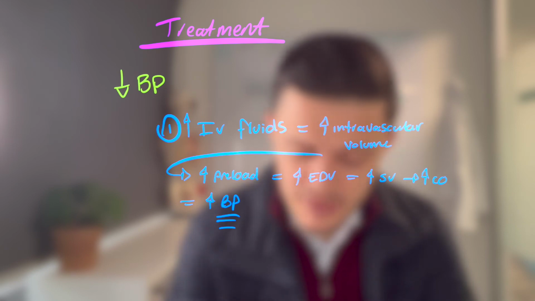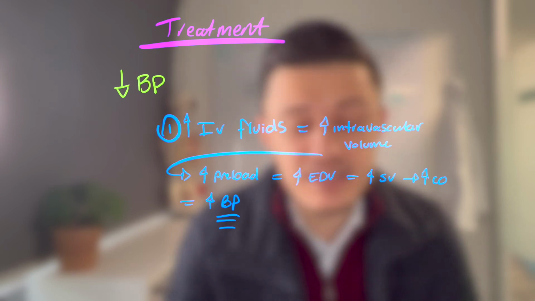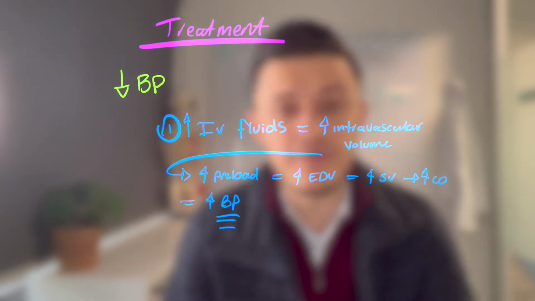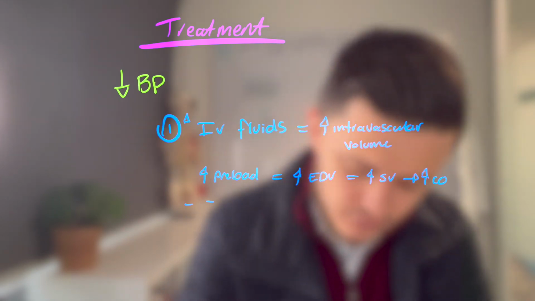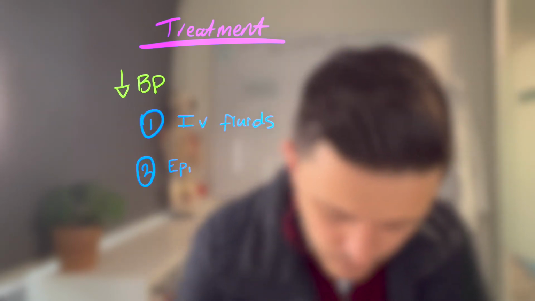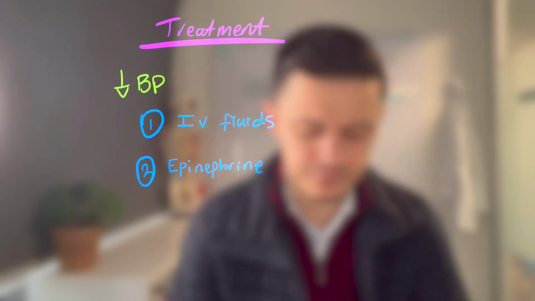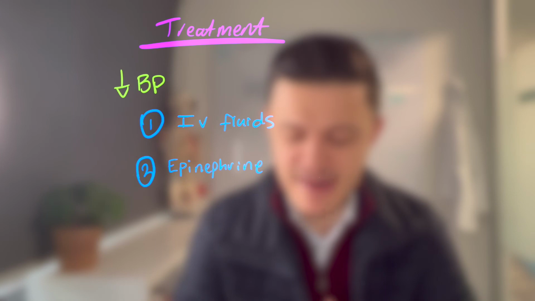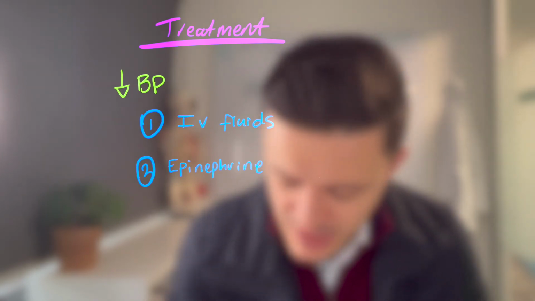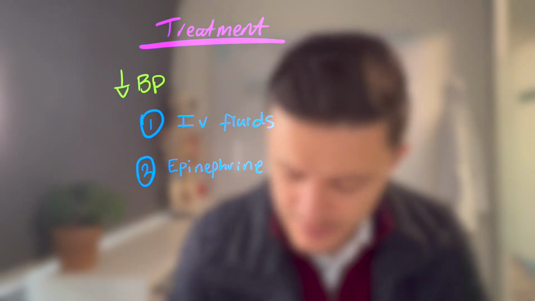Now, the second thing that we can do is deliver what we call epinephrine via an EpiPen. So I'm just going to get rid of this now. All right, so my second point is epinephrine. Now, what does epinephrine do? Well, it does a few things, and it's quite important. So let's write them out.